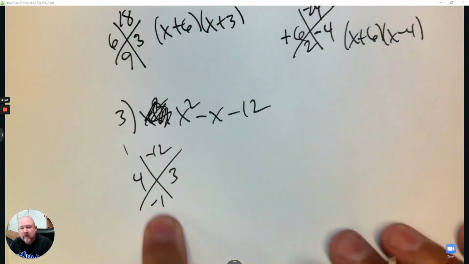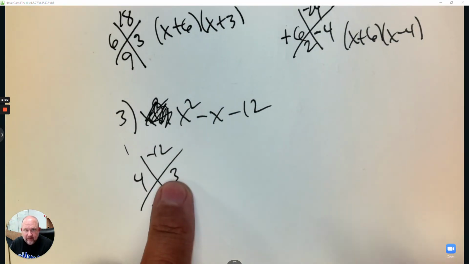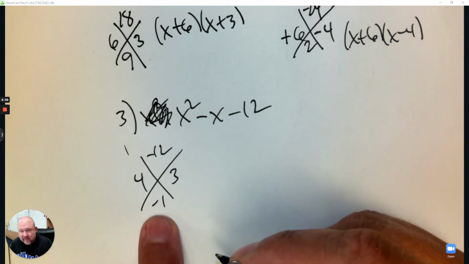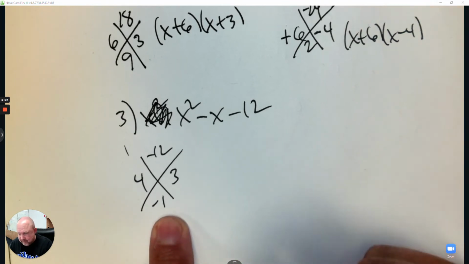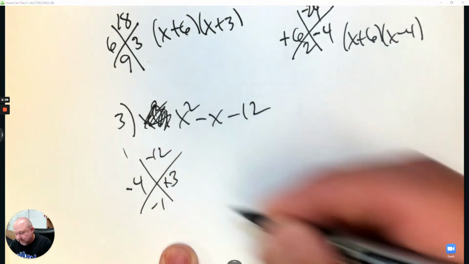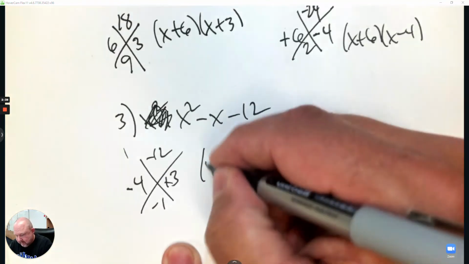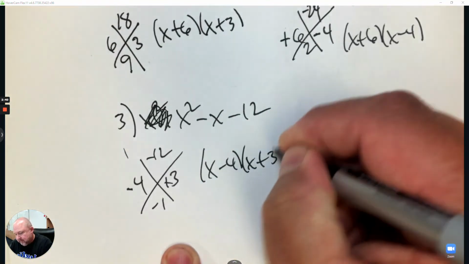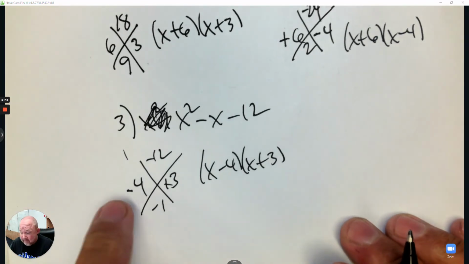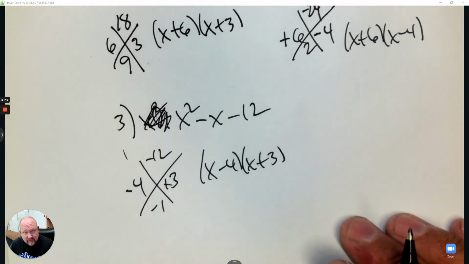So once we think we know those two numbers, 4 times 3, 4 take away 3. The number on the bottom is negative. So that means the bigger number is going to be negative, and the smaller number is going to be positive. So we have x subtract 4 and x plus 3. And I know for a lot of you, the signs at the end are the part you really have to pay attention to. Slow down, think about what's positive and what's negative.